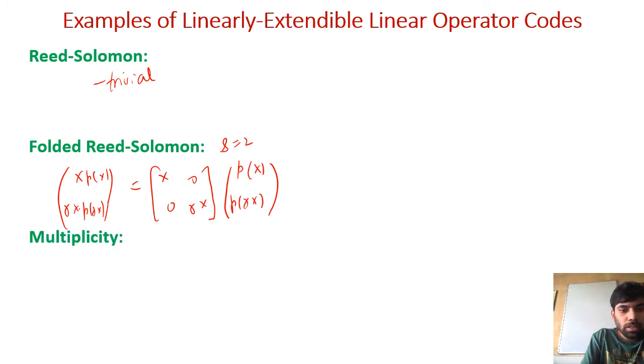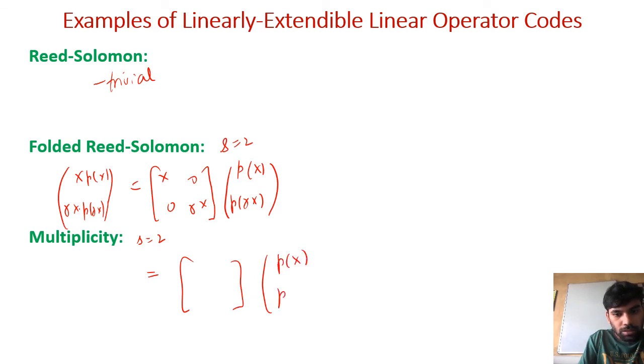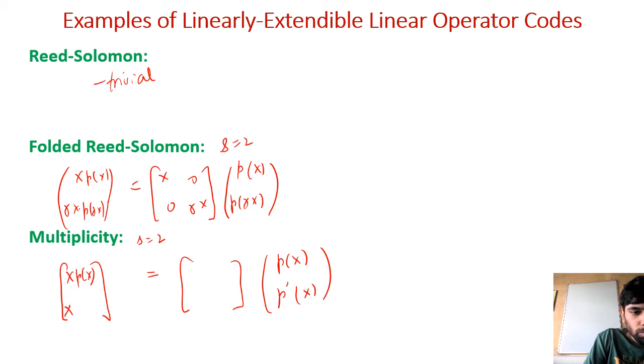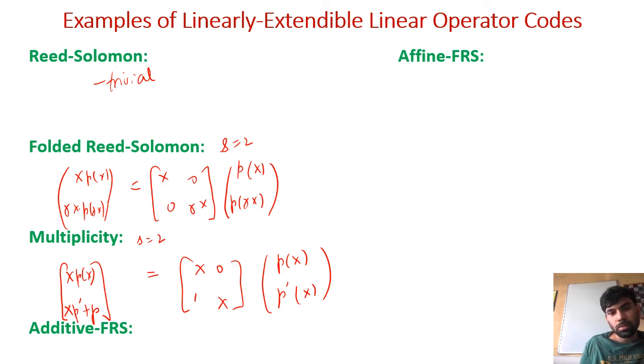For multiplicity codes, again, let's take s equal to 2 to get a bit of a feel. Here we want to say that the following can be related by a matrix: the derivative of p(x), and here we would just write x·p(x), and the derivative, which by the product rule is x·p'(x) plus p. So as you can see here, the matrix would be the following. So again, multiplicity codes are linearly extendable, and I will leave it to you to figure out how additive FRS codes and affine FRS codes fall under the same definition.